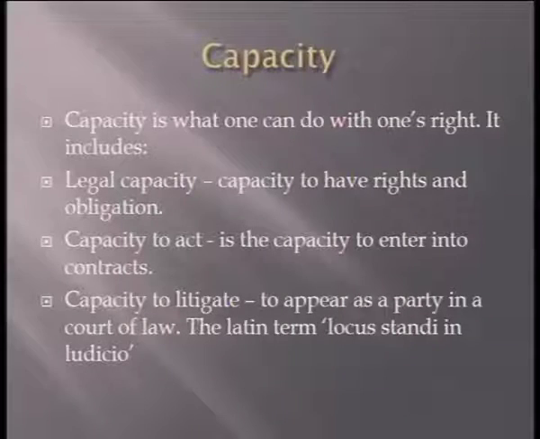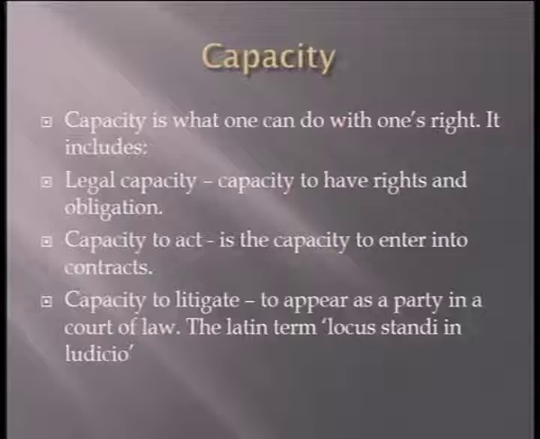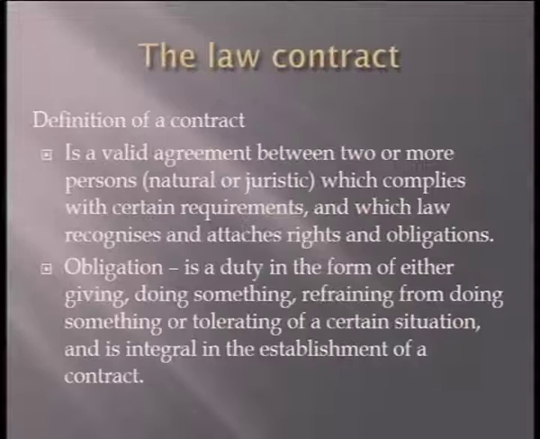Capacity to act. Capacity to act is the capacity to enter into a contract, right? You see, you have a capacity to act in a certain way of going into a contract. Capacity to litigate is the capacity to appear as a party in a court of law. The Latin term is locus standi in judicio. Are you in a capacity to appear in court or not yet? Those are the types of capacities that we must know.